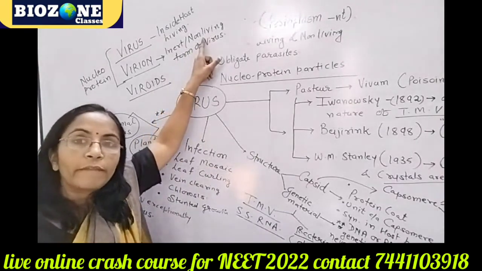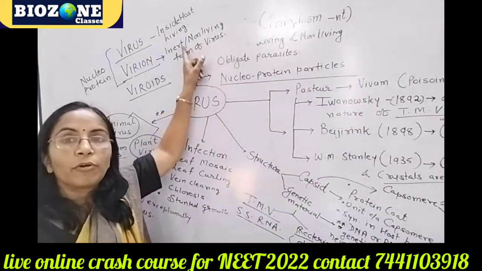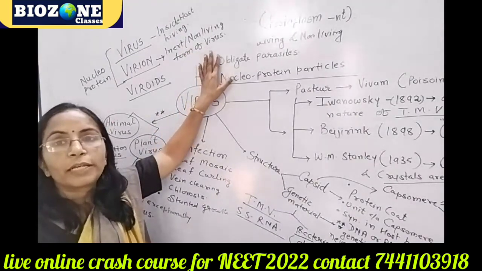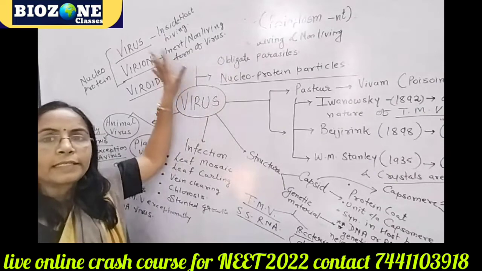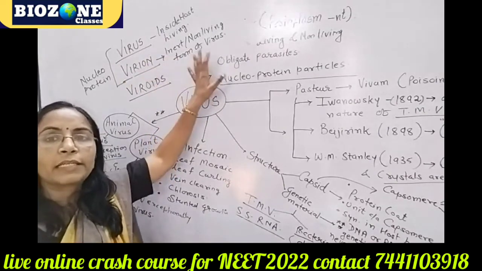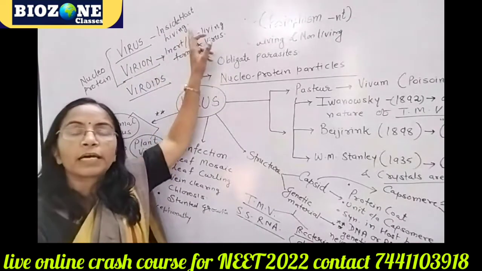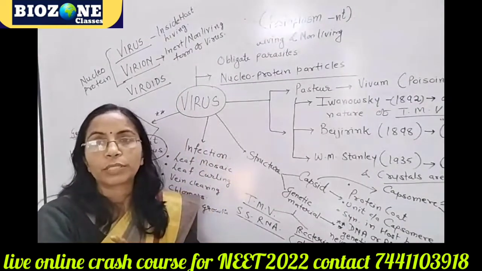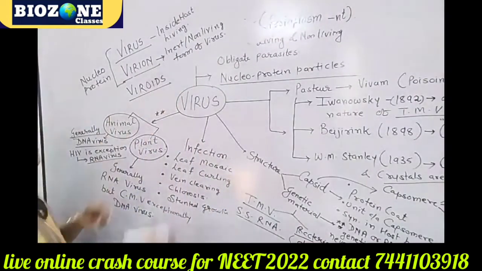So non-living form of virus or inert form of virus which is located on any of the surface, that is actually called as virion. Okay. It is exactly similar to virus, but it is incapable to replicate. Viruses are capable to replicate, but they replicate only inside the host cell. Okay. And next is viroid.